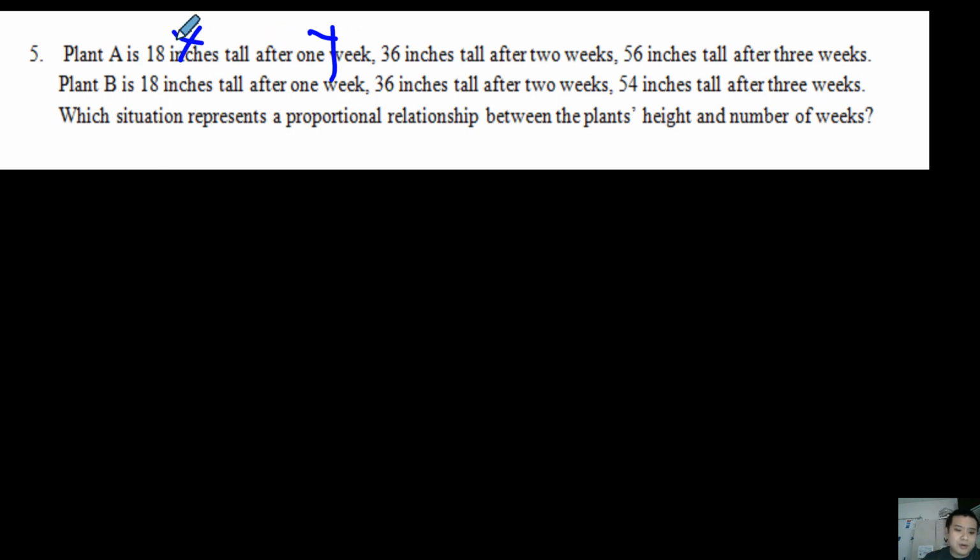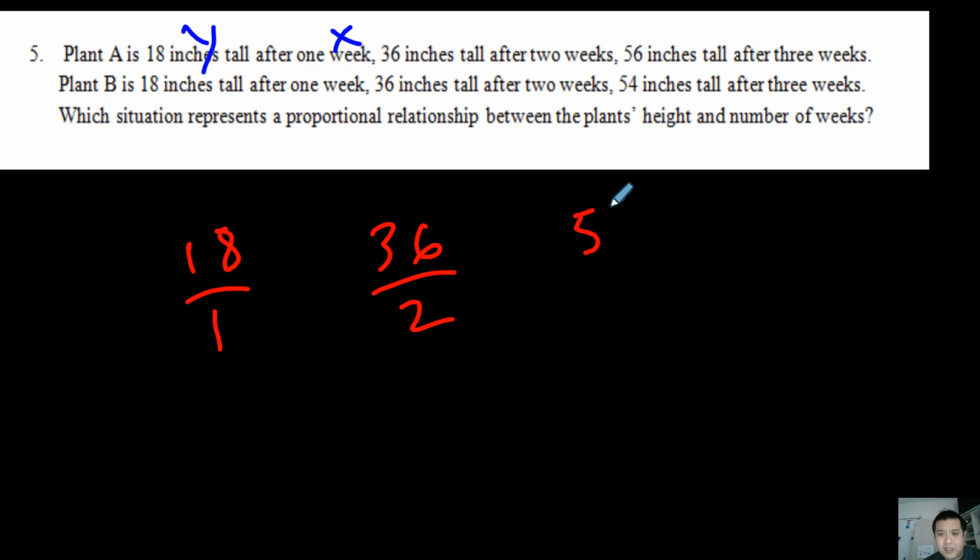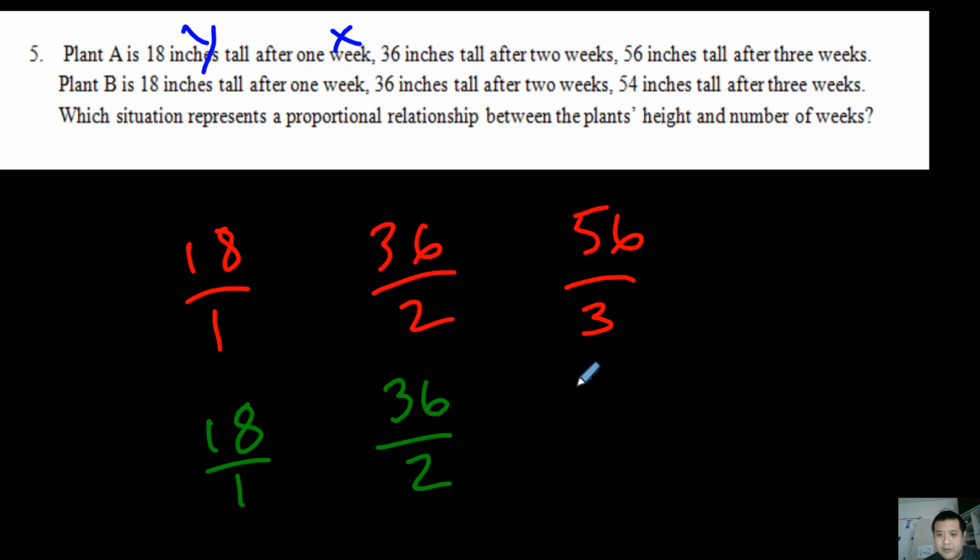Okay, excuse me, I had that backwards. The inches depends on it, so this is our y, and this is our x. So for plant A, 18 divided by 1, 36 divided by 2, 56 divided by 3. And for plant B, we're going to do 18 divided by 1, 36 divided by 2, and 54 divided by 3. Go ahead and figure out which one of these plants has a proportional relationship between the height and the number of weeks.